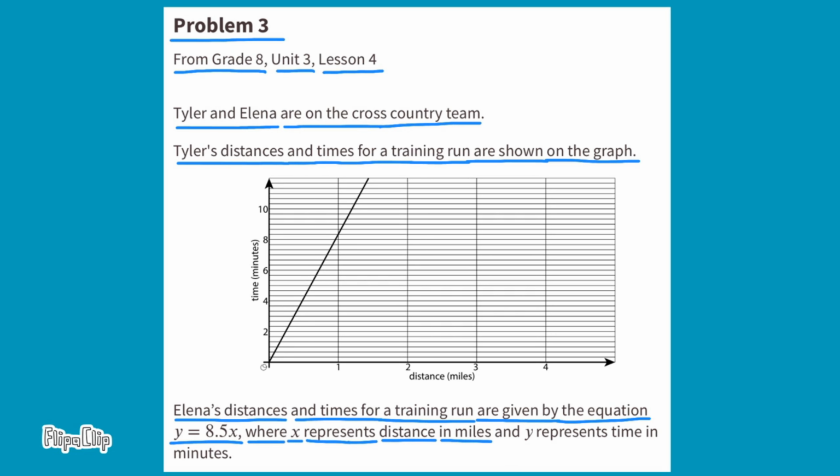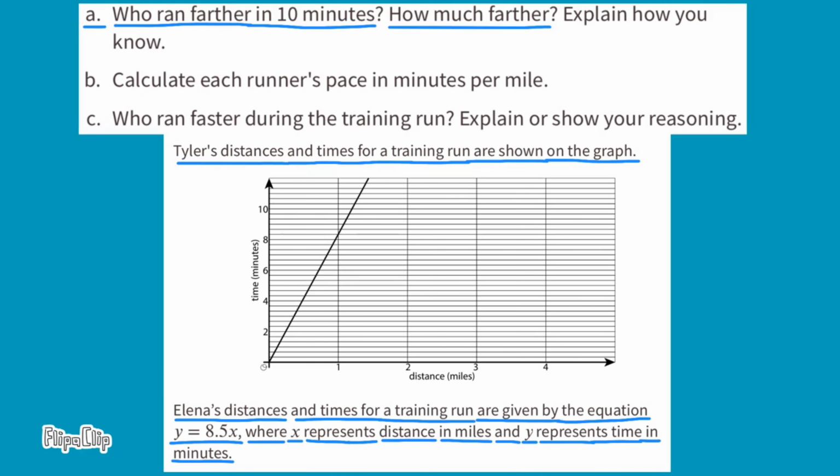A. Who ran farther in 10 minutes? How much farther? Explain how you know. The graph shows that Tyler runs 1 mile in 8 1/3 minutes, which is equal to 8 minutes and 20 seconds. In order to find out how far they ran in 10 minutes, we need to find out how far they ran in 1 minute, and then multiply that by 10.